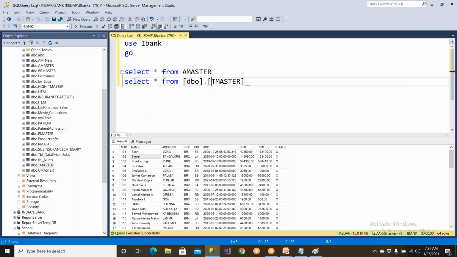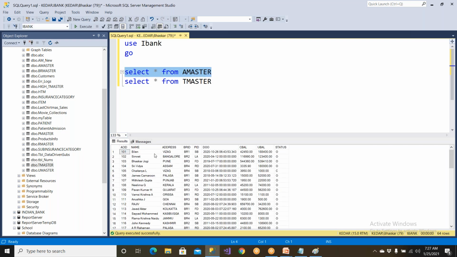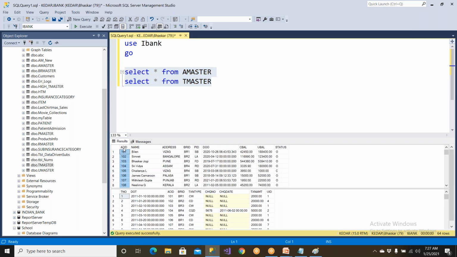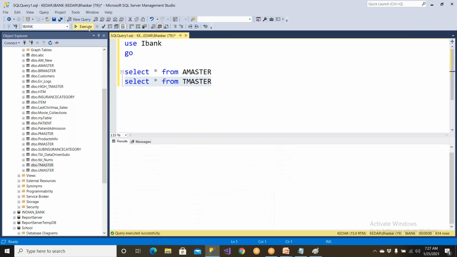You can drag and drop or you can type them as well. There is one more table called transaction master. When you execute this, you will be able to get a transaction number, date of transaction, account ID. So this account ID is a primary key, and this account ID is a foreign key. Clear? So I can join these two tables based on this condition, but a lot of other columns are also available.